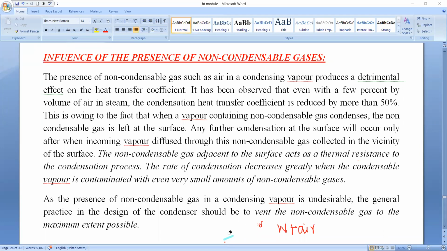With this, we have completed all the theoretical part of condensation, that is module number 5, chapter number 2. If you have any doubt anywhere, you can put your comments in the comment box. In the next lecture, we will solve some numericals on condensation, and there are chances of numericals on condensation being asked. So you have to practice the condensation problems very thoroughly.